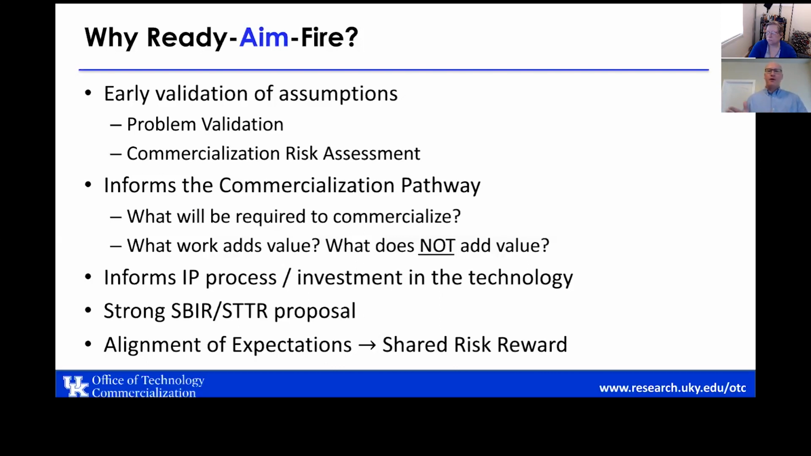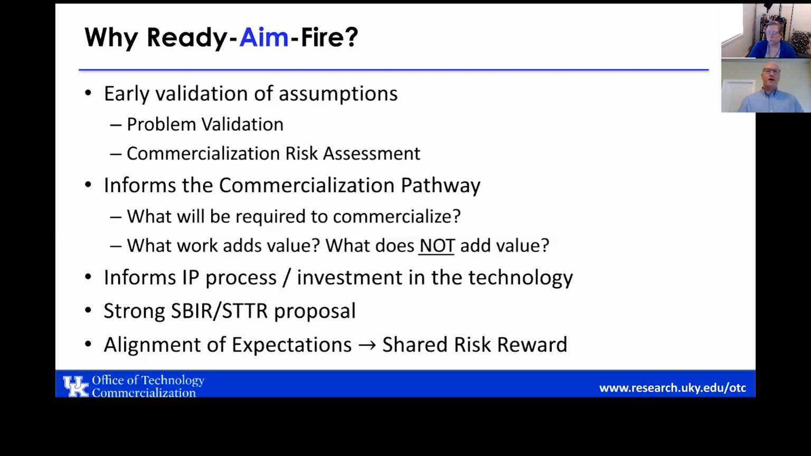So if you understand some things early on, it can help you to say, well, maybe we don't want to pursue that. Maybe we need to go after these claims and not those claims, because we understand how this technology is really going to be applied in the marketplace. So it just has a lot of value in helping you to think about that.